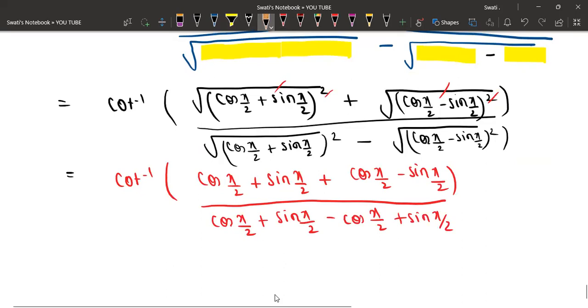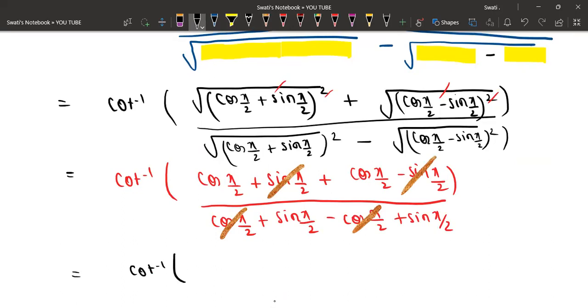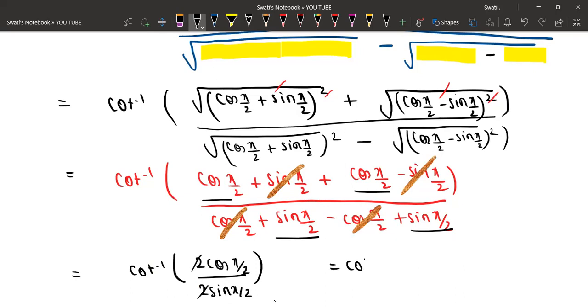Clearly, you can notice here that this sin x by 2 and this minus sin x by 2 will get cancelled. This cos x by 2 and this minus cos x by 2 will get cancelled. So what are we getting? We are simply getting cot inverse. Here we have cos x by 2 plus cos x by 2, that is 2 cos x by 2. And in the denominator, we have sin x by 2 plus sin x by 2, that is 2 sin x by 2. Clearly, this 2 will get cancelled. So we're getting cot inverse cos x by 2 upon sin x by 2.